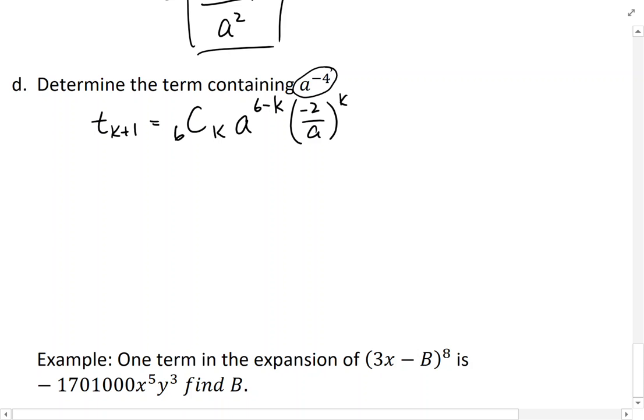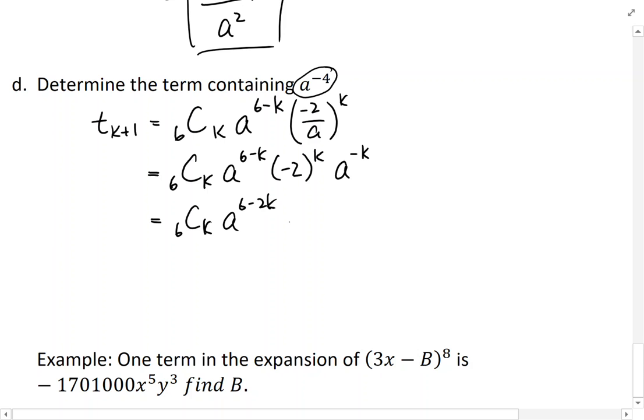So let's expand this one right here so we could separate the 2 from the a. If we rewrite that, we'll actually get 6ck, a to the 6 minus k, negative 2 to the k, and a to the negative k, because we have a reciprocal. Now let's combine everything with base a together. So we have a to the 6 minus k, minus k.